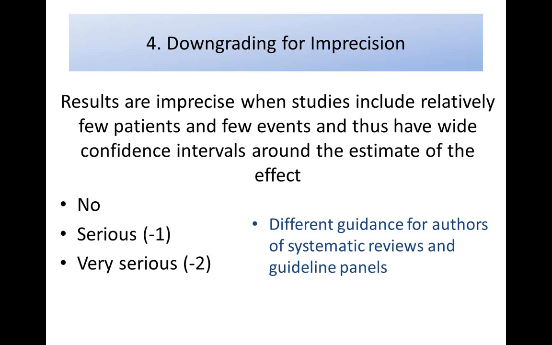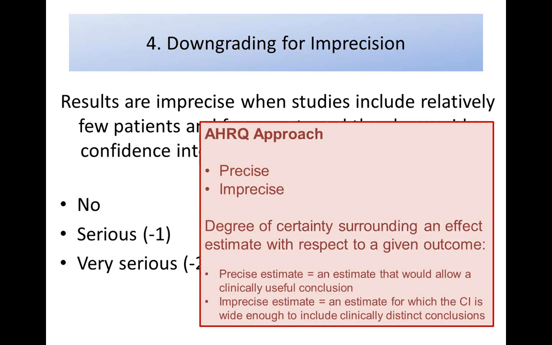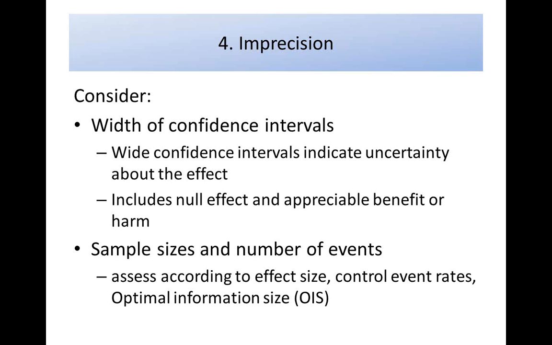So they say they have different guidance for authors of systematic reviews and guideline panels, but I'm going to focus on systematic reviews. Just to contrast with the ARC approach, basically it's the same. They say precise or imprecise, so there's only two levels. And they talk about whether or not the estimate would allow a clinically useful conclusion or whether the confidence interval is wide enough to include clinically distinct conclusions. And I think that's basically the same approach that GRADE goes through, but they go through it a little bit more statistically. So when we're talking about imprecision, we talk about the width of the confidence intervals and how much uncertainty there is about the effect.